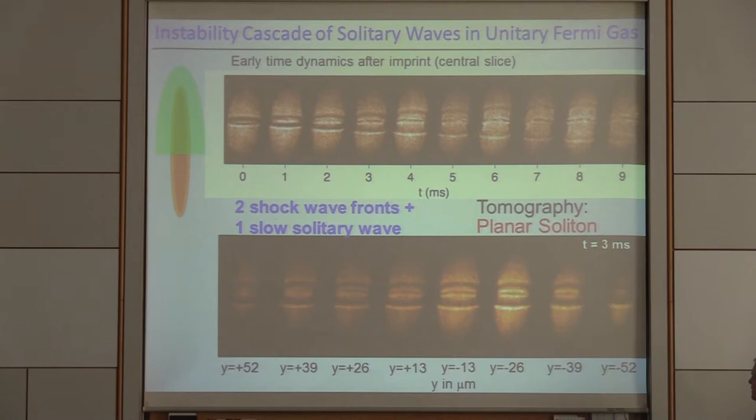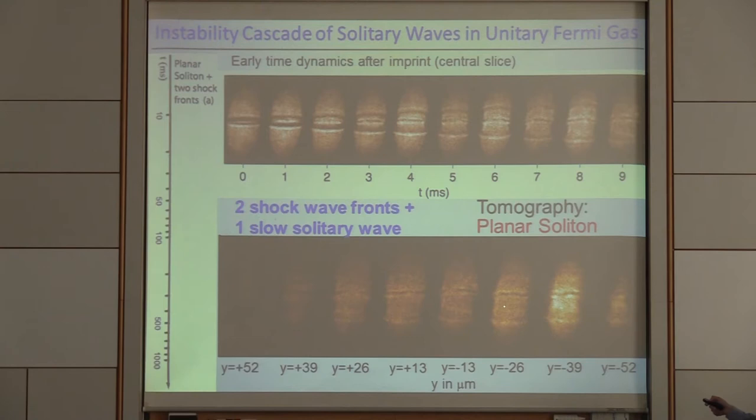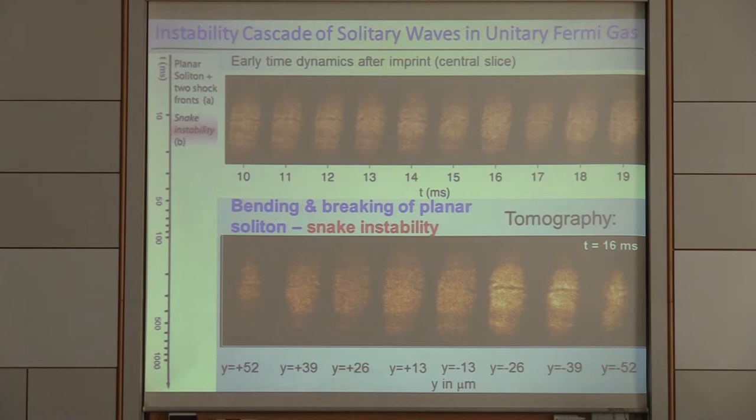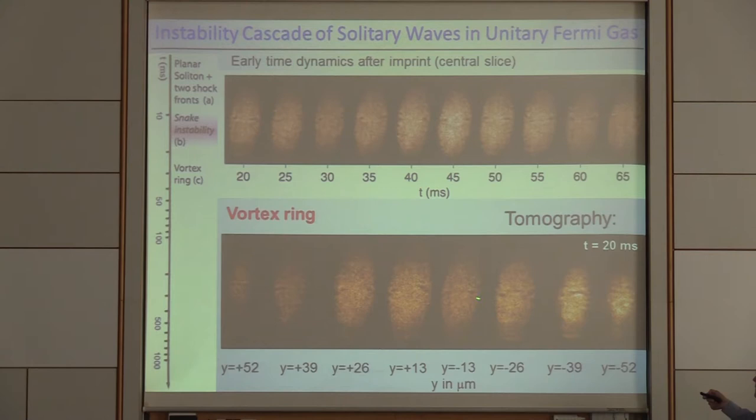And after some while, the soliton starts to wiggle. You see some of these wiggles here in the images. And eventually, it will actually die by forming a vortex ring. This is shown here, where you see it actually breaking up. It's quite nice. And it forms a vortex ring, which you see as two dots in every one of these slices, apart from the top and bottom, where it's a line. So this reconstructed looks just like a ring.